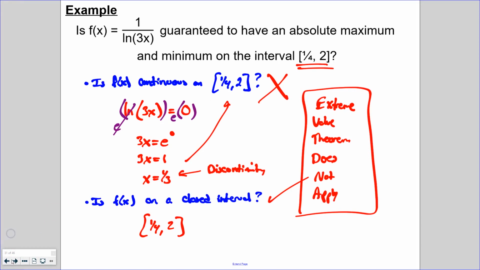All right, folks, that is understanding the extreme value theorem.